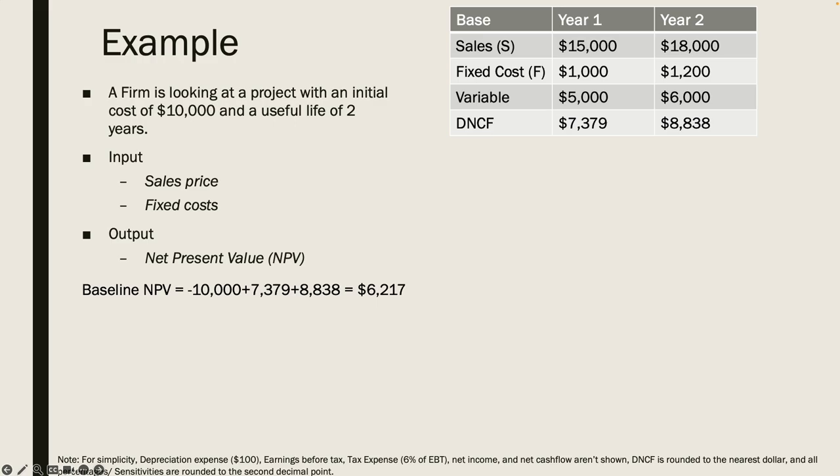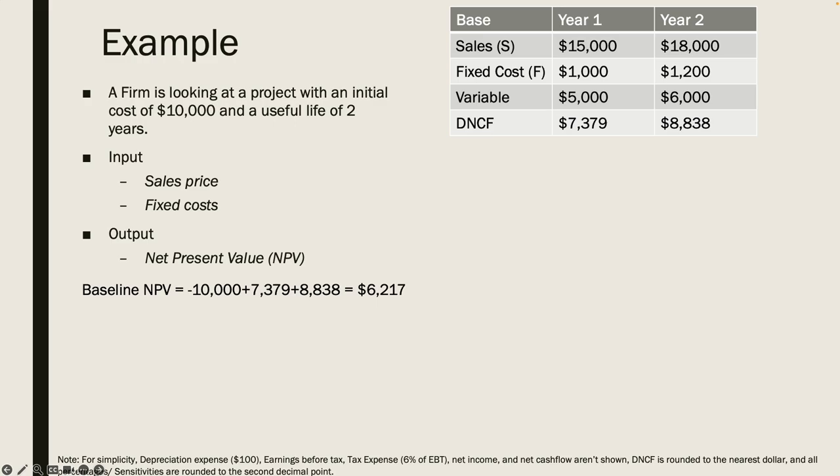That equaled $6,217. Now for simplicity, depreciation expense was $100, earnings before tax, tax expense of 6% of EBT, net income, and net cash flow aren't shown. DNCF is rounded to the nearest dollar, and all percentages and sensitivities are rounded to the second decimal point.